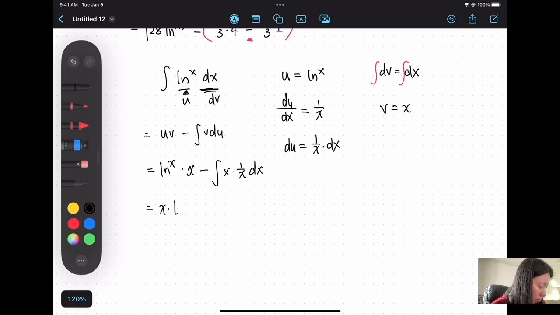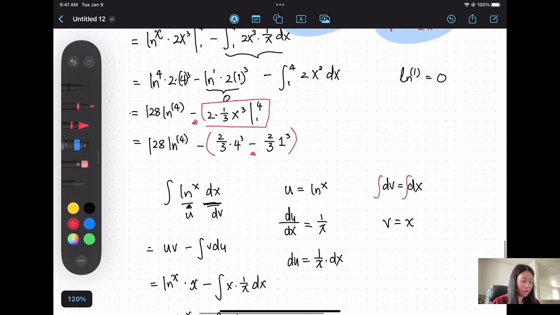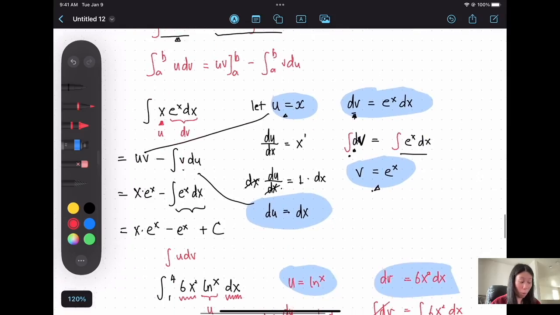So simplify it. This part basically is 1 dx. So this is equal to what? This is equal to x, right? Because the derivative of x, you get 1. And then don't forget to add the constant term. Okay, so this is the technique of integration by parts.